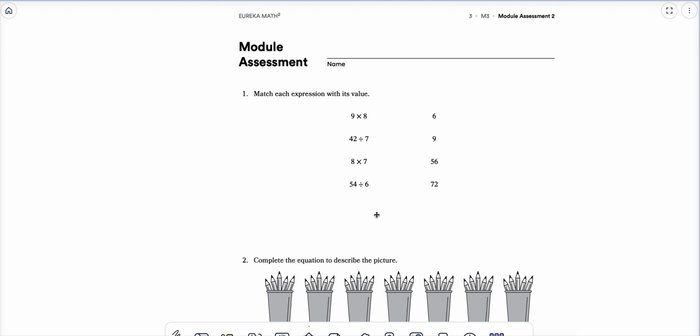Here we are. Match each expression with its value. Once again, expression is the same word as equation. Value is the same word as answer, aka what is 9 times 8? What should we match it with? You, sir, Mr. Mateo, what should we match it with? 72. Correct. 9 times 8 does equal 72.